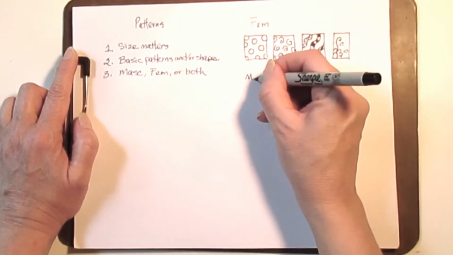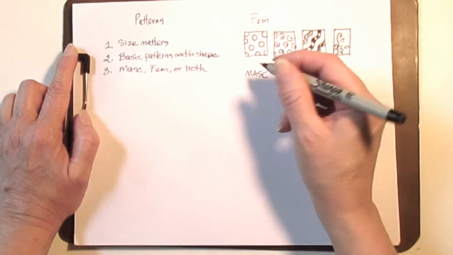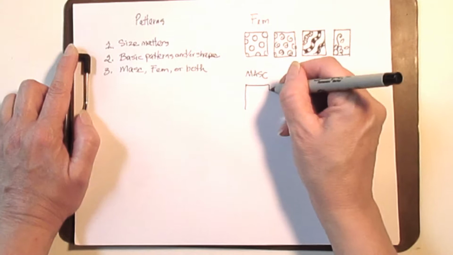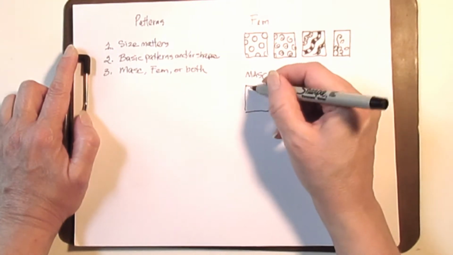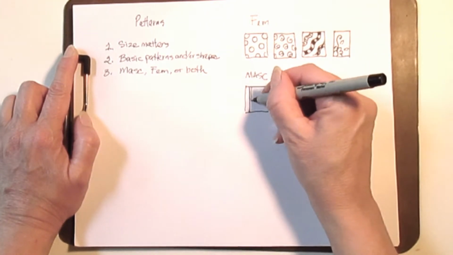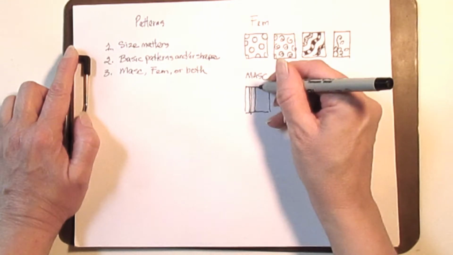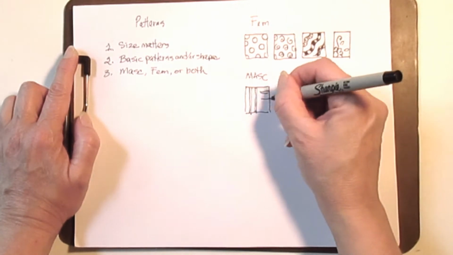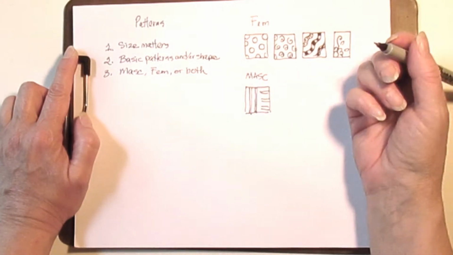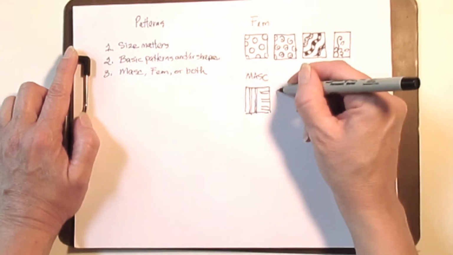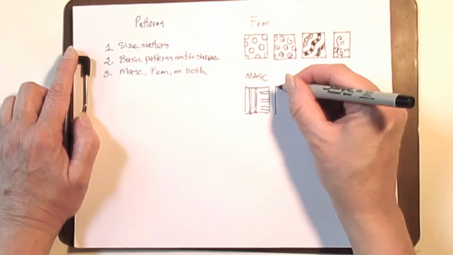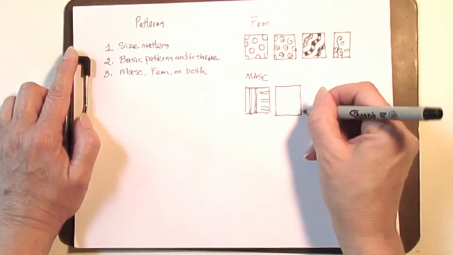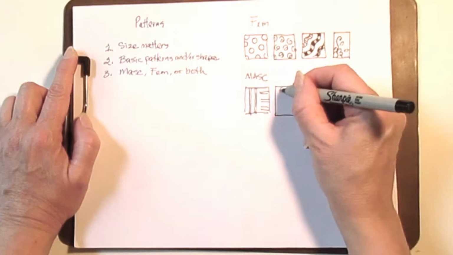Okay, and so now for a few masculine ones. And one that I use often, of course, are stripes. They fit very well. You know, either this way or diagonally, whichever. And another one of my favorites is a checkerboard.